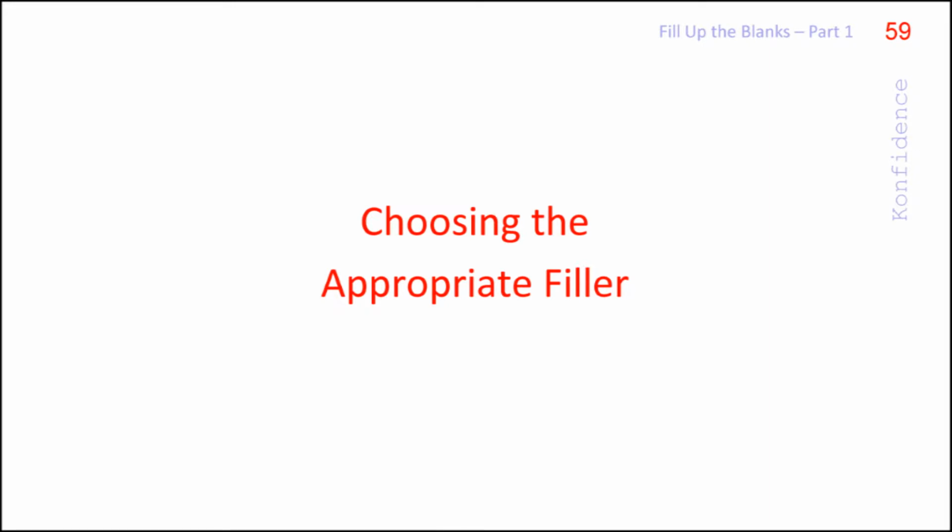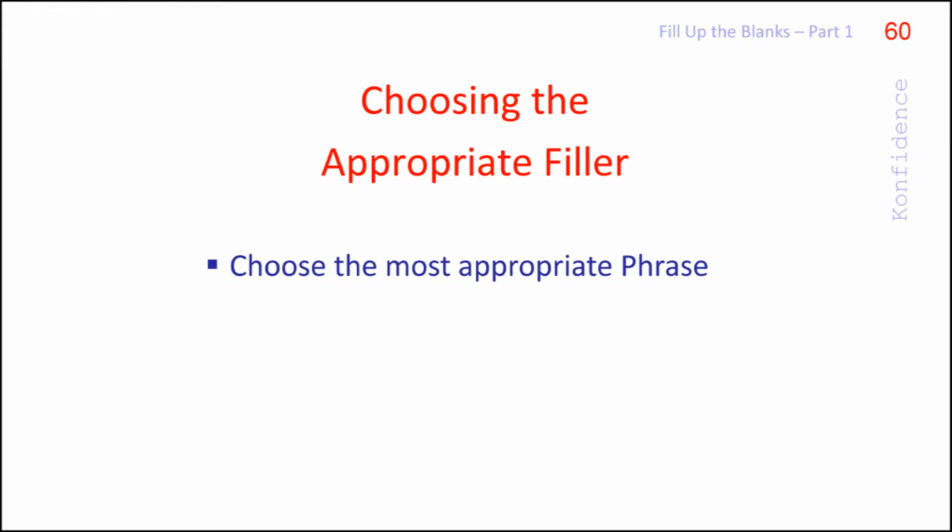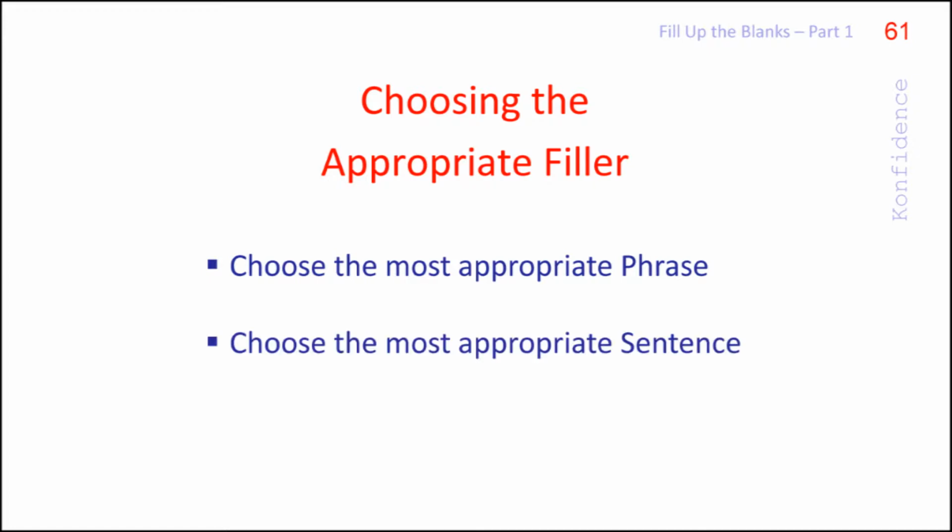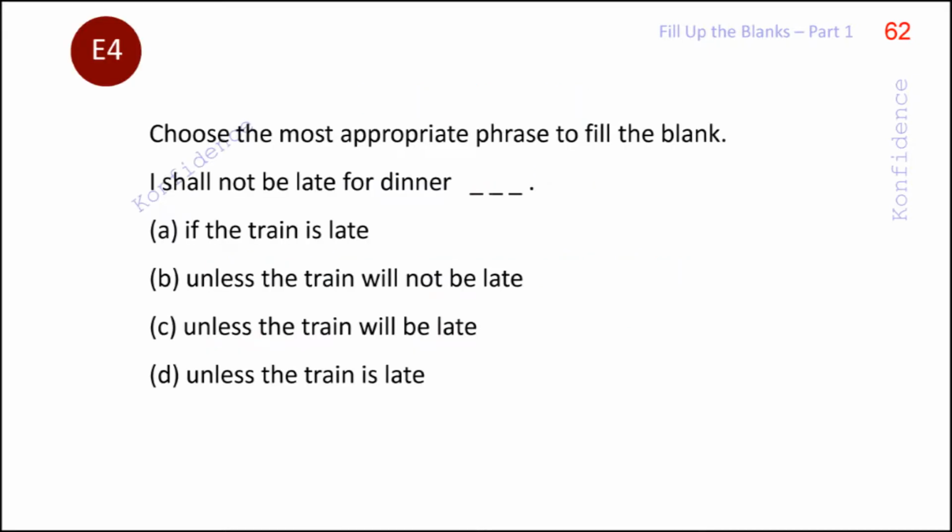Let us now look at the third type of fill up the blanks question, the type we call choosing the appropriate filler. This type has two variations. The first one is choosing the most appropriate phrase, that is, group of words, to complete a sentence. The second one is choosing the most appropriate sentence to complete a paragraph. Now refer to the example E4.